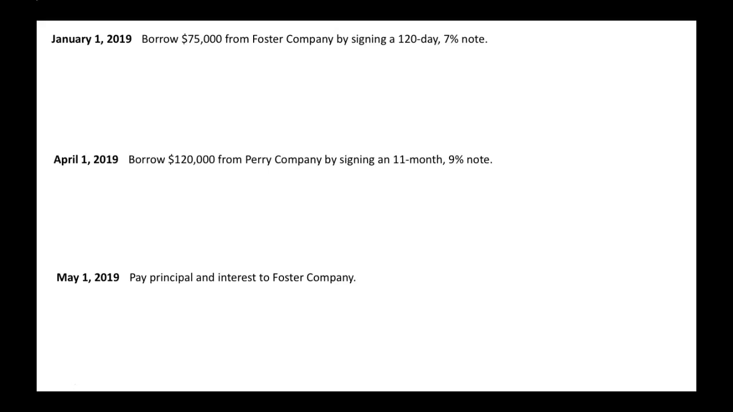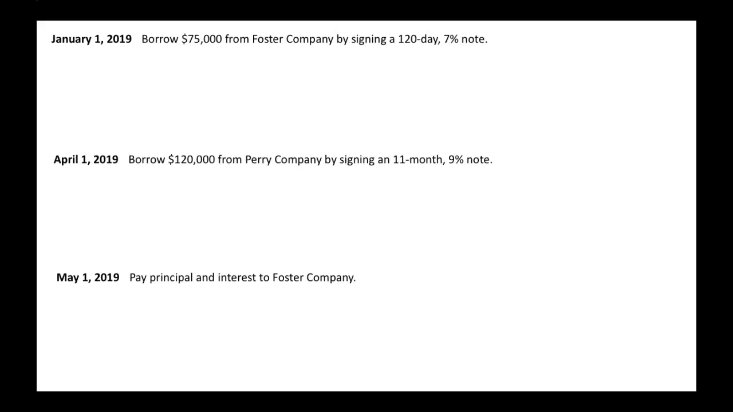$75,000 from Foster Company by signing a 120-day 7% note. So what does that mean? Well, that means that we are getting money. We're getting $75,000. And we're saying that we're going to pay back Foster Company in 120 days with 7% interest.